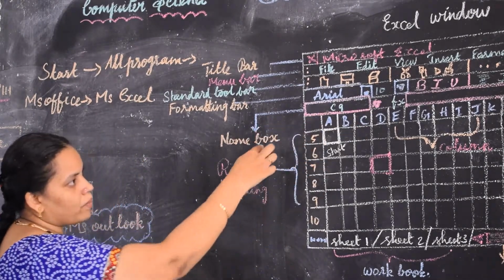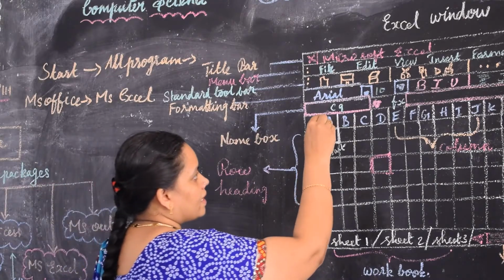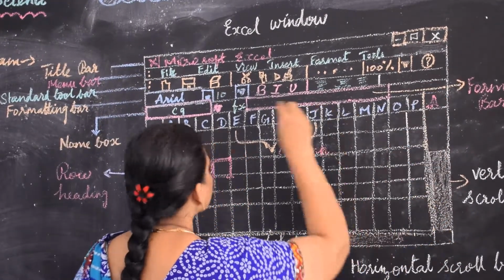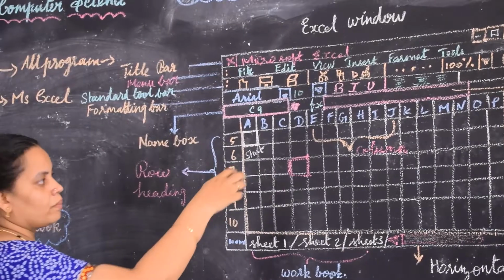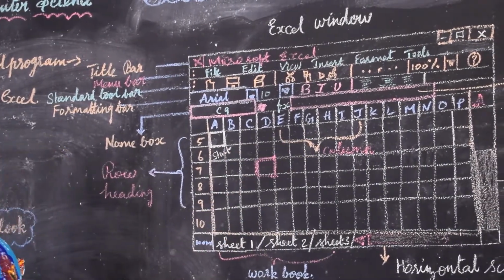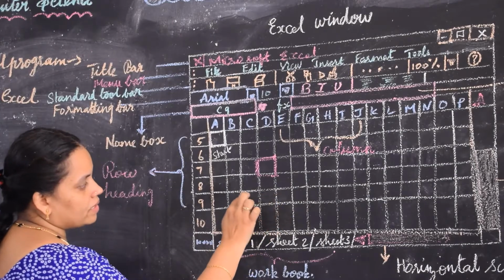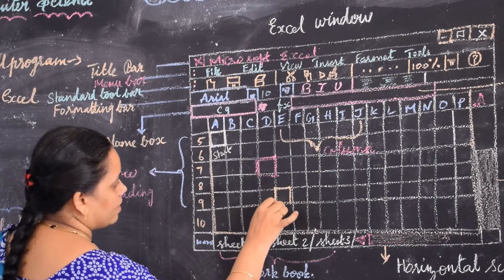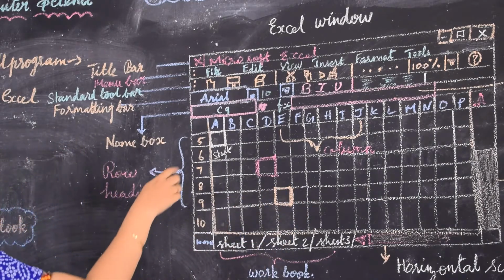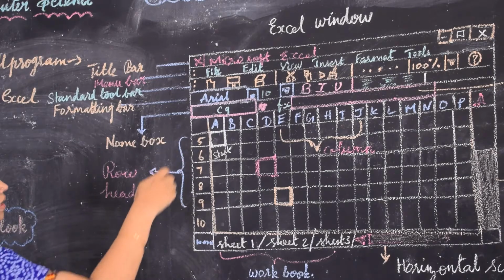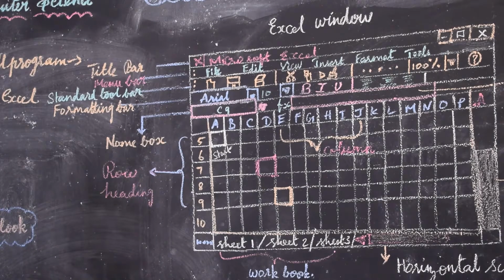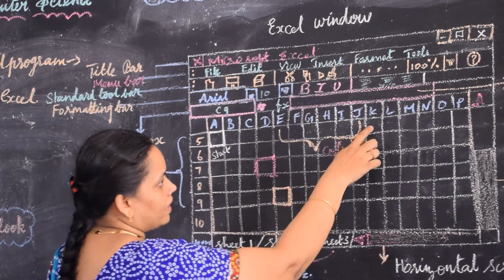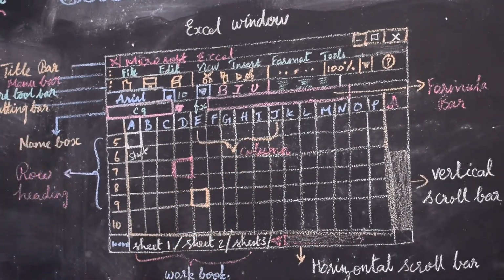See, the next one is the name box. And this is the spreadsheet area. In this spreadsheet area, the rows and columns intersect and create small rectangles. These small rectangles of a spreadsheet are called cells. Here this is called a cell. In this spreadsheet screen, this is the row heading, denoted by serial numbers, and this is the column heading, denoted by letters.